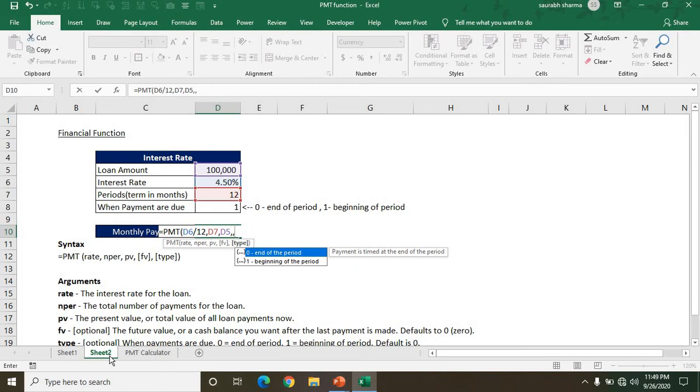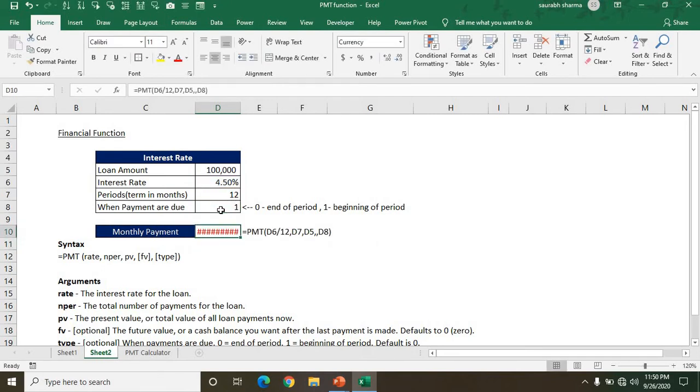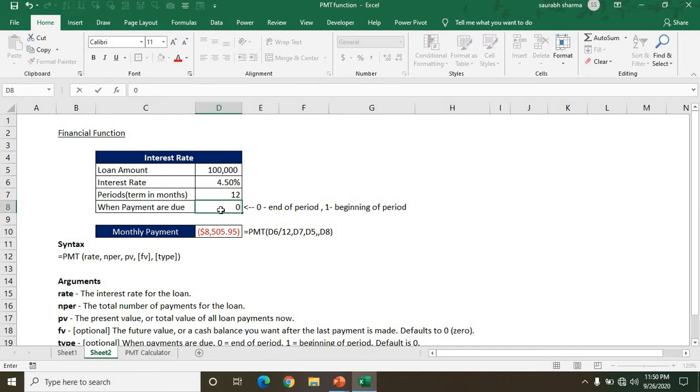So let's suppose I'm selecting the reference from here, then close it. Now see here, if I borrow a 1 lakh loan at 4.50% interest rate for 12 months, and payment is made at the beginning of the period, then my amount is 8,505. If I change it to end of period, now see here the amount has increased to 8,537.